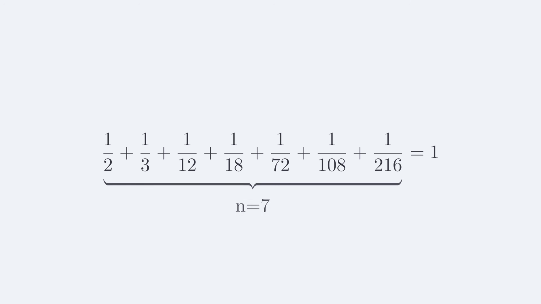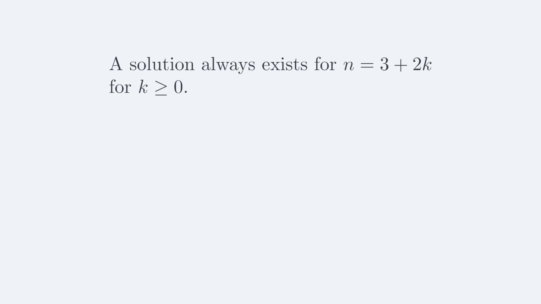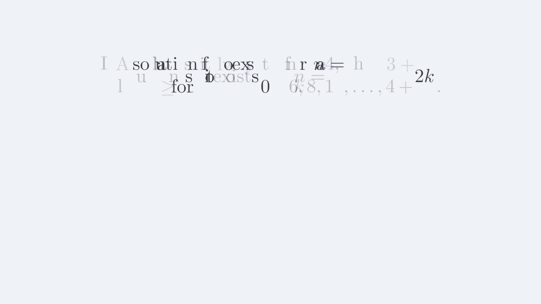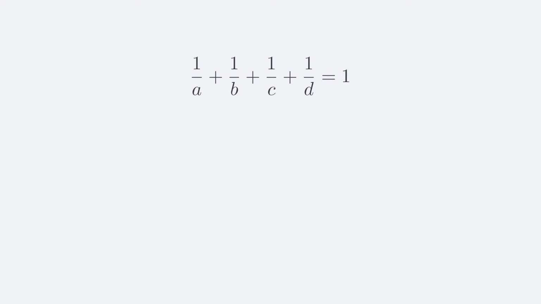We can conclude that if n can be written as 3 plus 2k, where k is a positive integer, then a solution always exists. By the same idea, if a solution exists for n equals 4, then a solution exists for any integer which can be written as 4 plus 2k. Let's find a solution for the 4-term expansion.